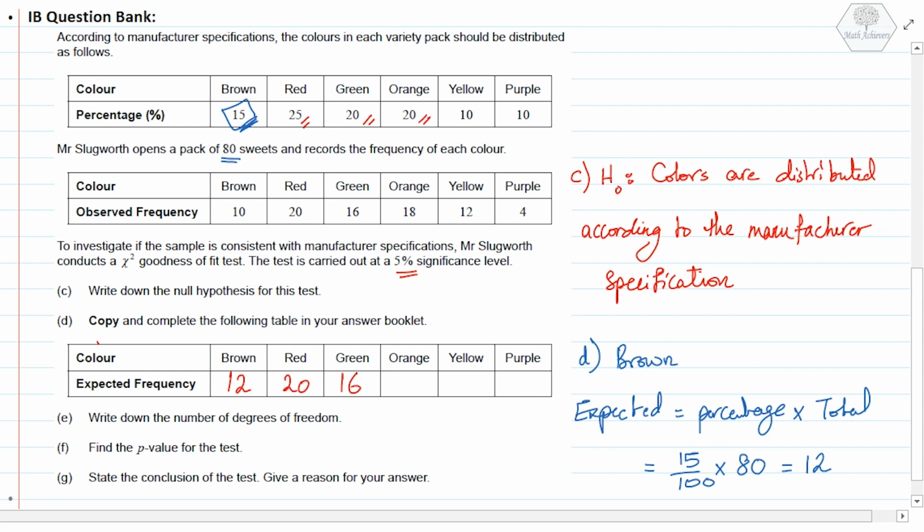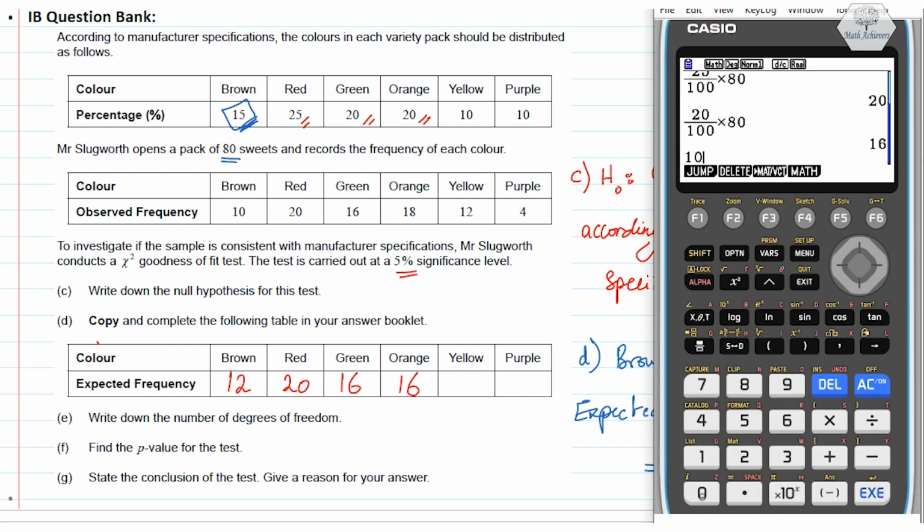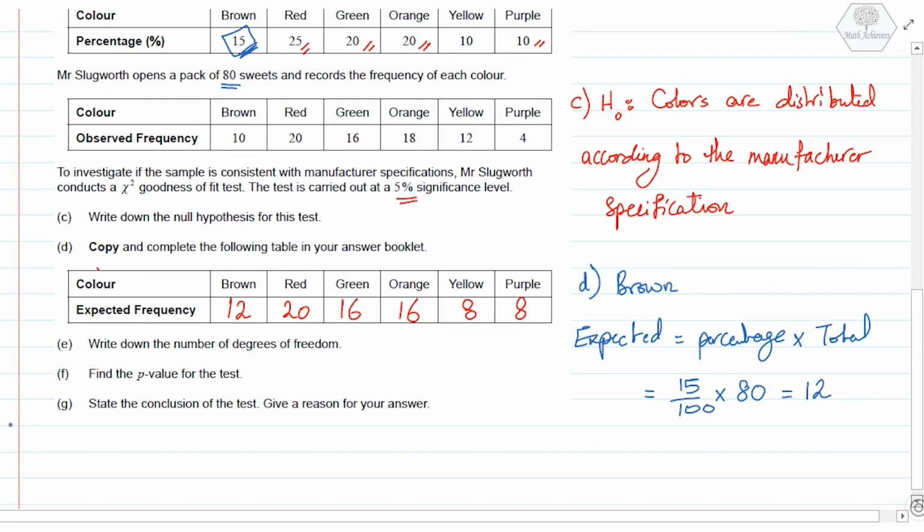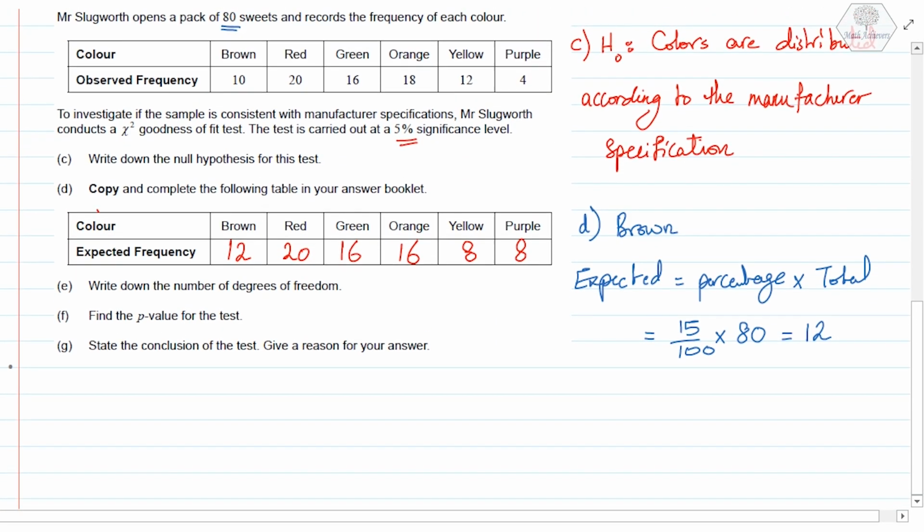Orange is 20%, the same as green, so the expected is 16. Yellow is 10%, so 10 divided by 100 multiplied by 80 gives me 8. The expected value for purple is also 8 because it has 10%. So now we filled in the expected frequency table, and the table above is the observed frequency table.